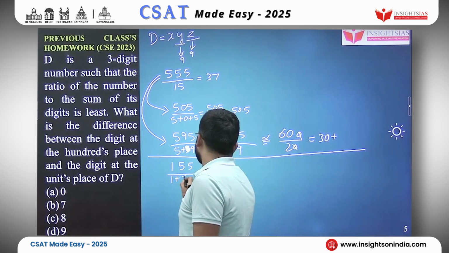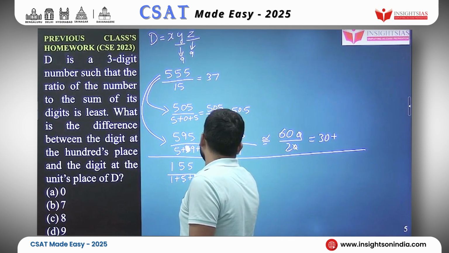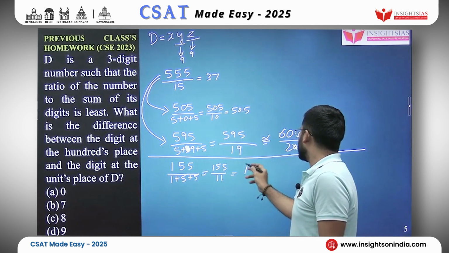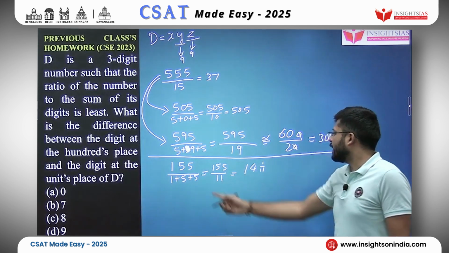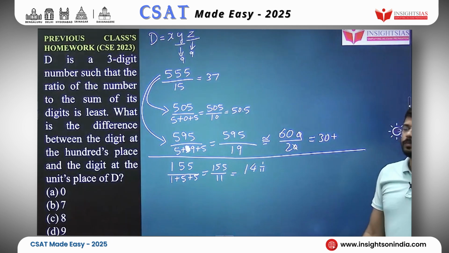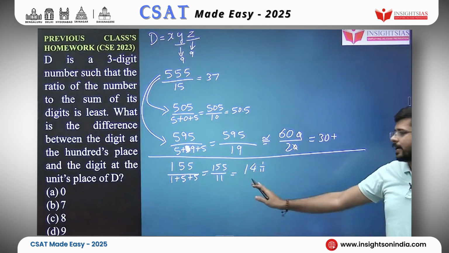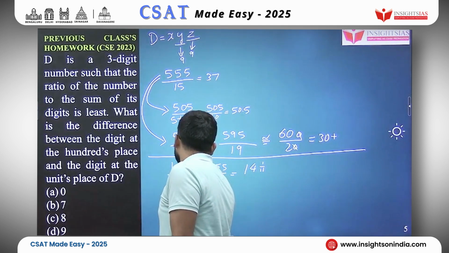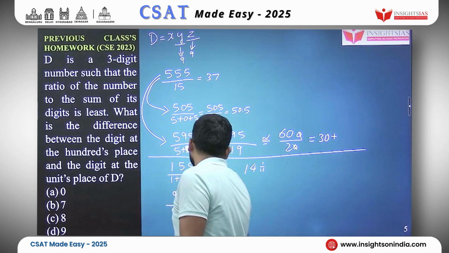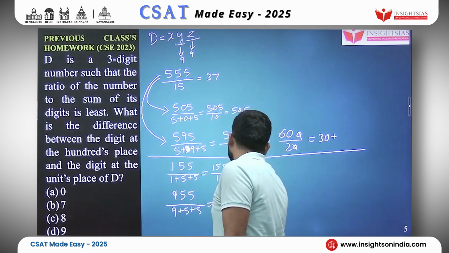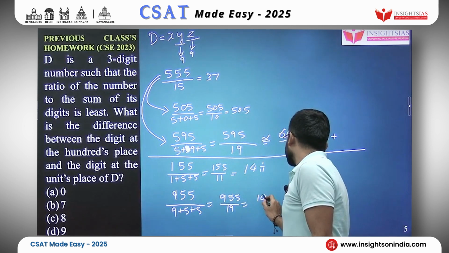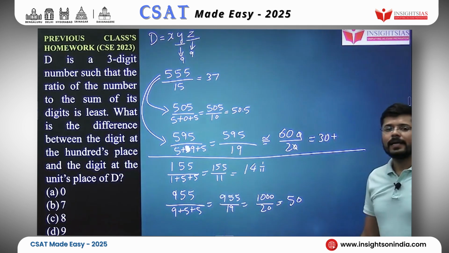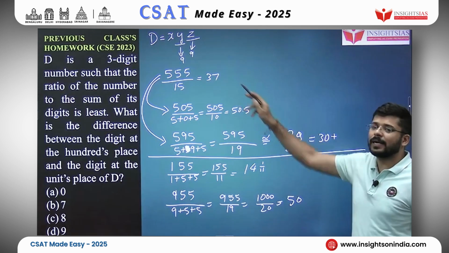155 divided by 1 plus 5 plus 5, that would be 155 divided by 11, that would give you how much? 11 ones are 11, 11 fours are 44 and I think 14 something. So reducing it actually reduced the ratio from 37 to 14, so it reduced it. Now let's try increasing it. 955 divided by 9 plus 5 plus 5, that will give you 955 divided by 19. We can approximate it to 1000 divided by 20, that would be 50. So if we increase the digit at the hundreds place, the ratio actually increased from 37 to 50.